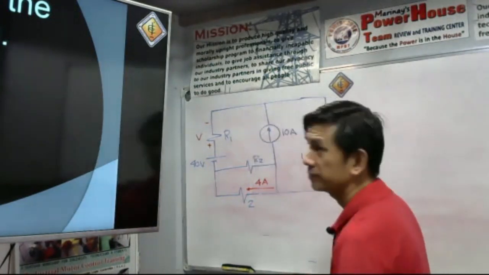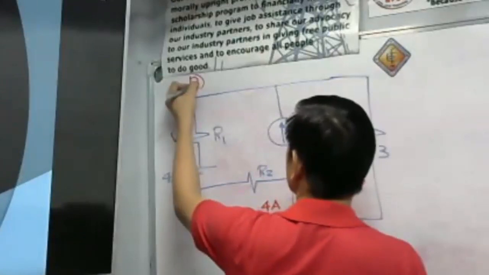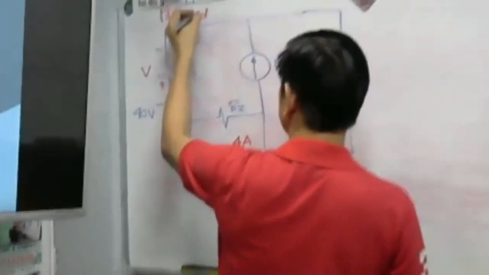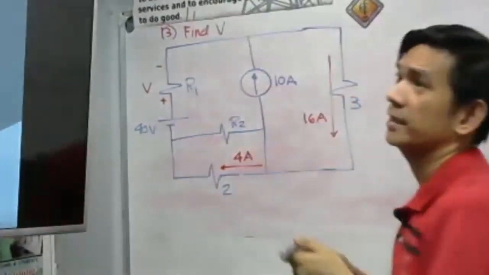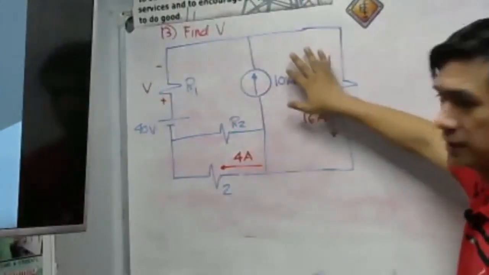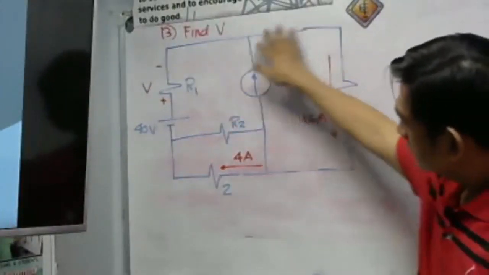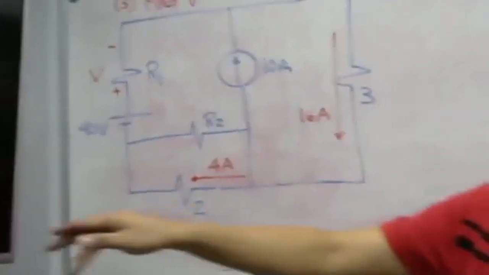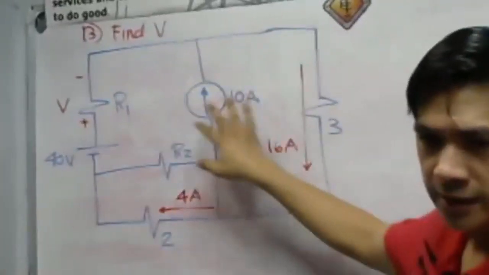Okay, this is for number 13. We are asked to find V. There is a voltmeter here. Find V in the circuit shown. This is our circuit. Let's take a look here, guys.